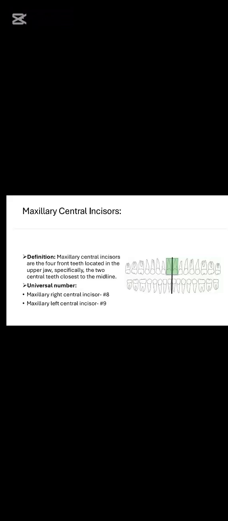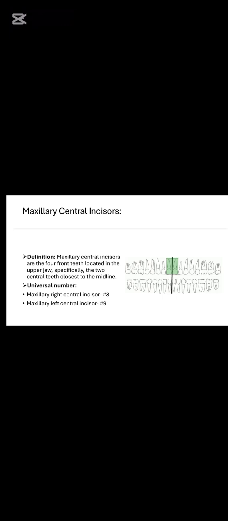Today our topic of discussion is the maxillary central incisor. We are going to discuss the intro, morphology, clinical considerations, aesthetic importance, and clinical significance of maxillary central incisors. First of all, we should know about maxillary central incisors.